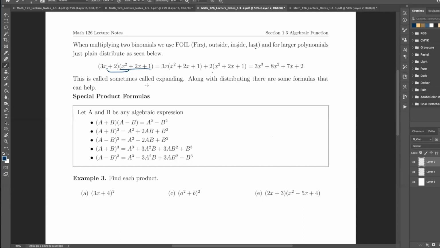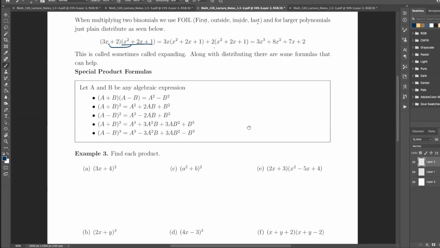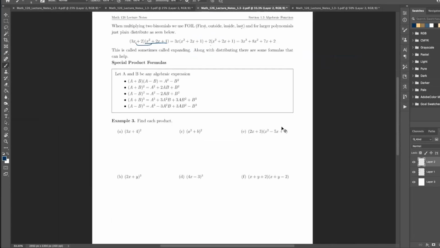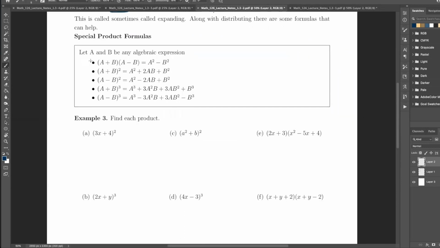We sometimes call this expanding. Some people call it just distribution. There's a bunch of formulas here that you're kind of supposed to have in your pocket. As you do calculus exams and other math exams, almost all the professors will expect that you kind of know these. So kind of memorize these.